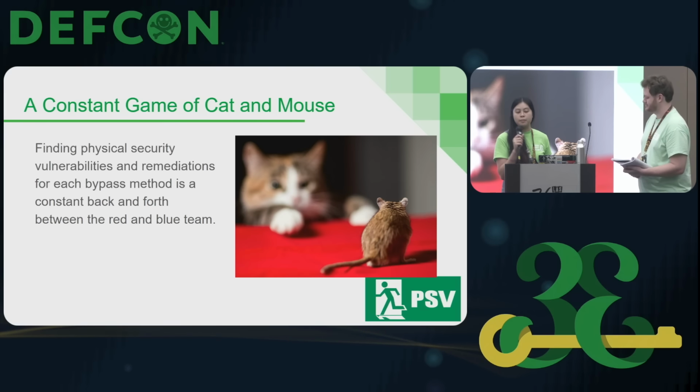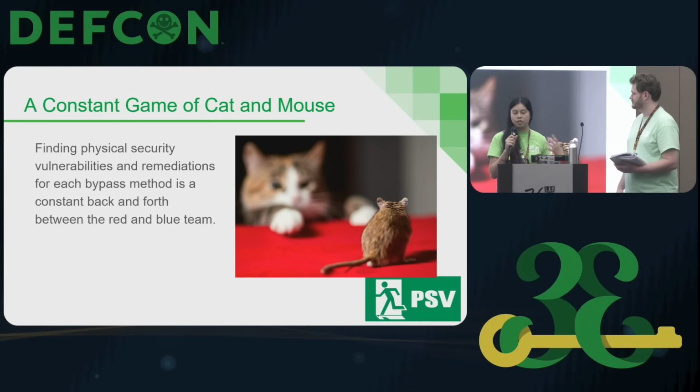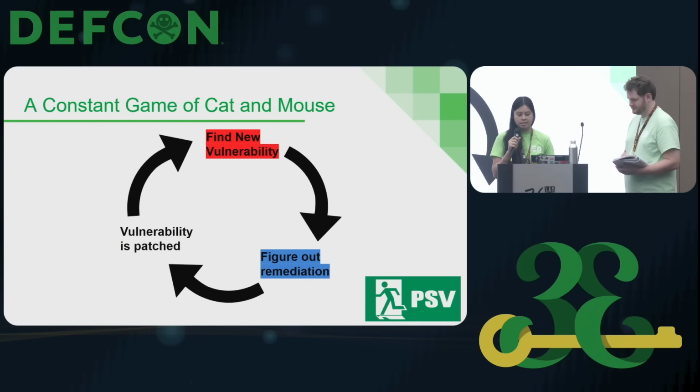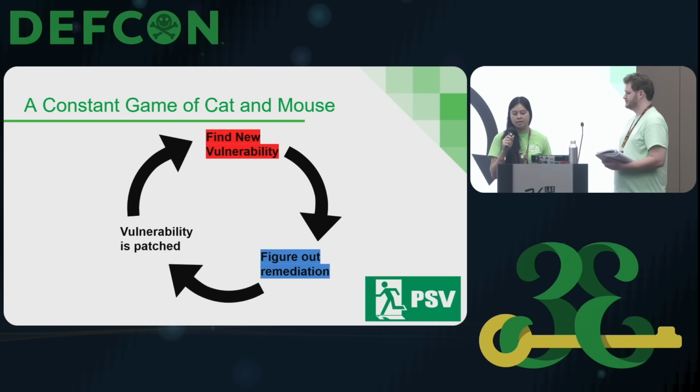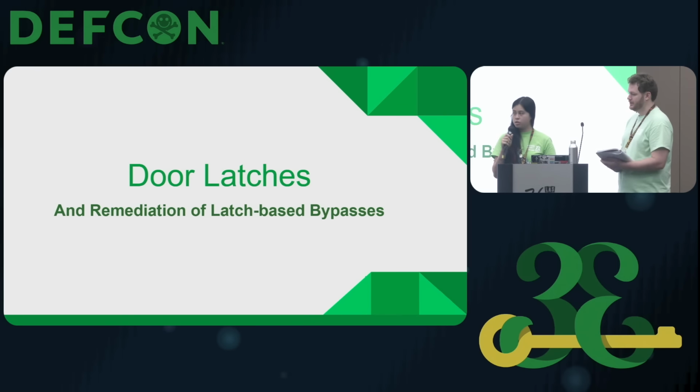Similar to cybersecurity, physical security is also that constant back and forth, cat and mouse, between the red team and the blue team. As the red team finds vulnerabilities, the blue team figures out remediations and patches, and then the red team finds a new exploit to that patch, over and over again, forever. So let's jump into it.